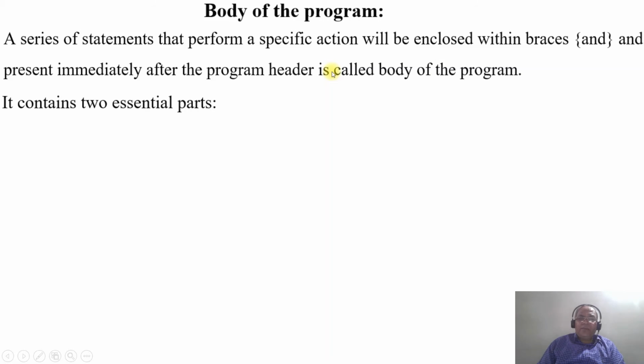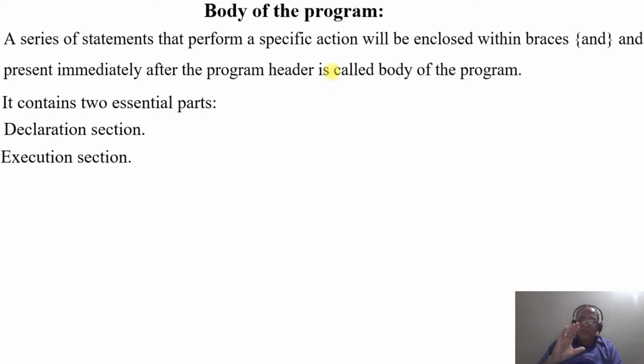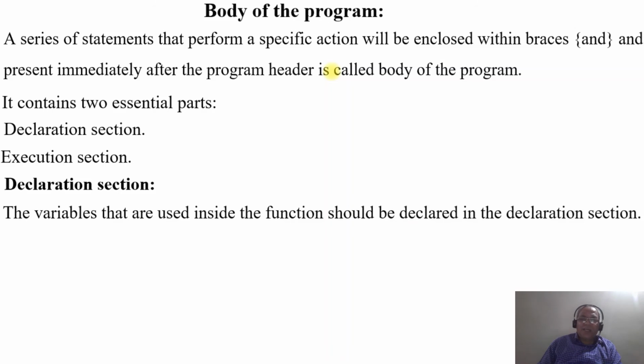So then we have, it contains two essential parts. What is the body of the program? One is the declaration section and then the execution section. So what is the declaration section we are talking about? We talk about the declaration, like declaring the variables first.